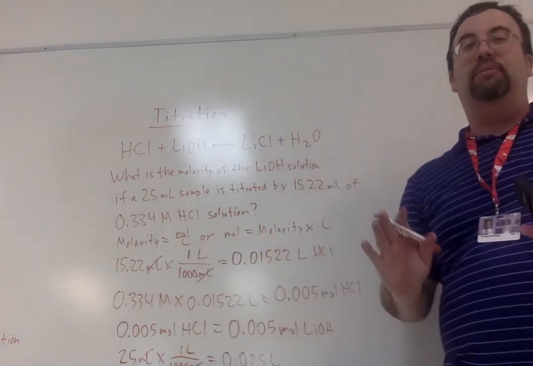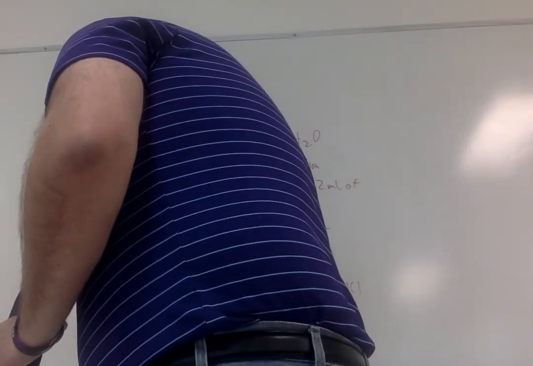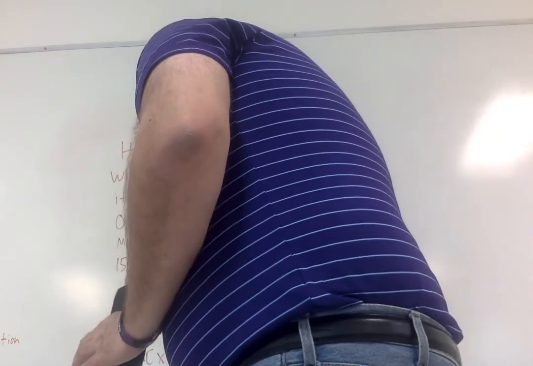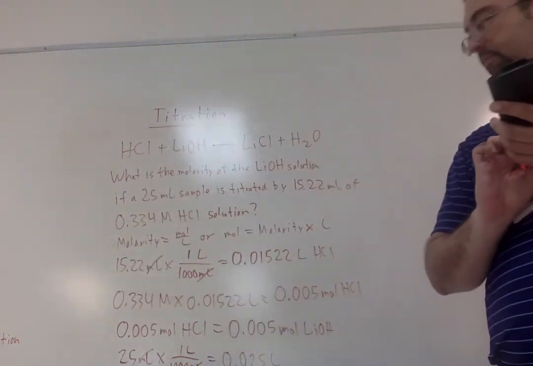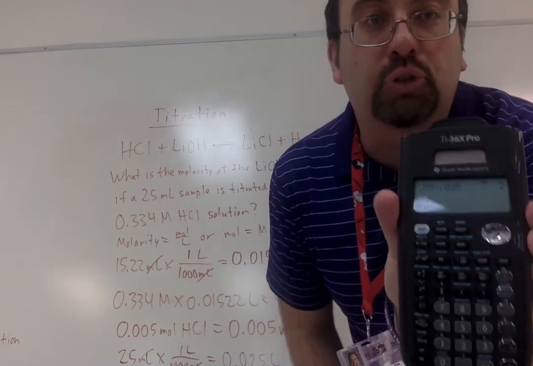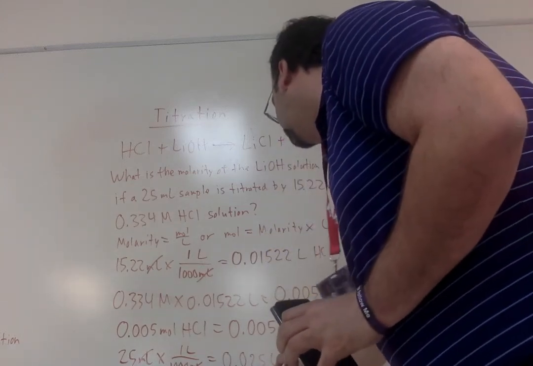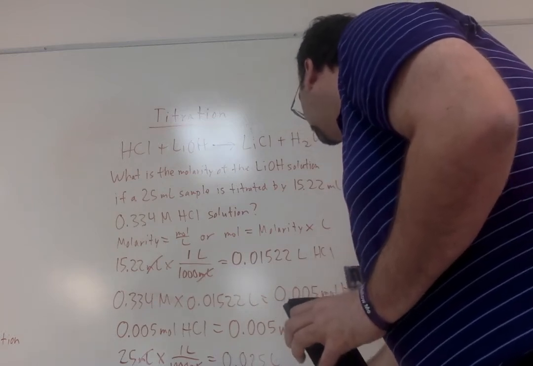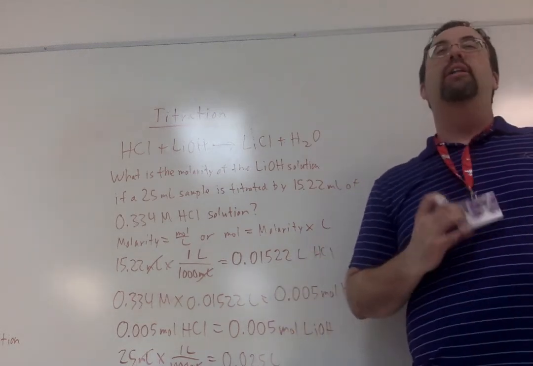And so now, to finally calculate the answer, our molarity is going to be our 0.005 mole divided by 0.025 liter. And so we end up getting a final answer of 2 molar LiOH. And therefore, this is our concentration of our lithium hydroxide.